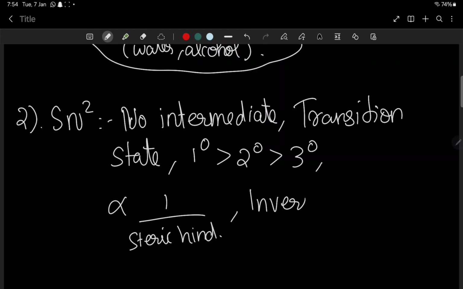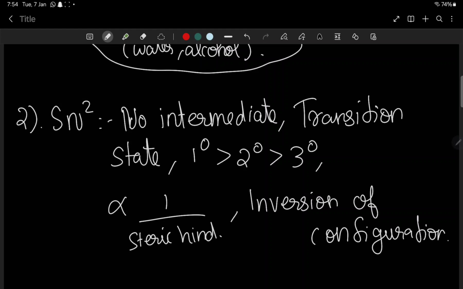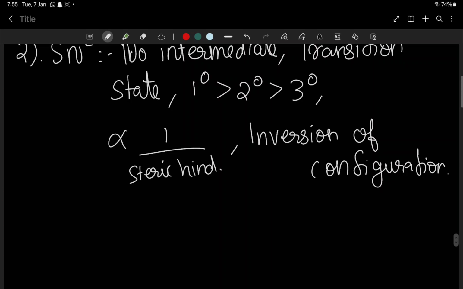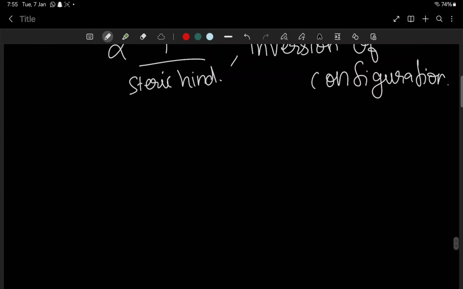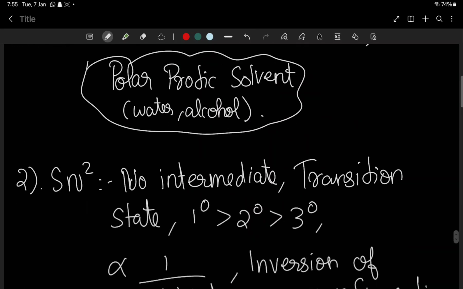And most important, inversion of configuration. These are the most important things. Okay, this is about the SN2 reaction. Now that's about the reaction.